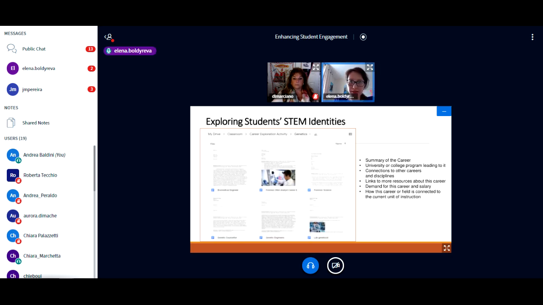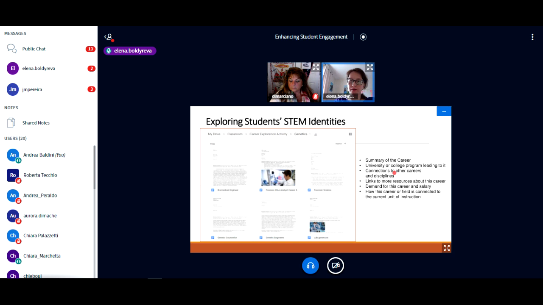Here, as I said, students also explore their STEM identities. There is a folder that students build progressively, starting from the very first unit till the end of the school year. It's also on Google Drive, a career exploration activity. This was the genetics unit. We created a template, and students can work. We had 3 classes here, with about 65 students in total. They could contribute to the same document, usually not more than 3 or 4 students working on the same document, or they could create their own document.